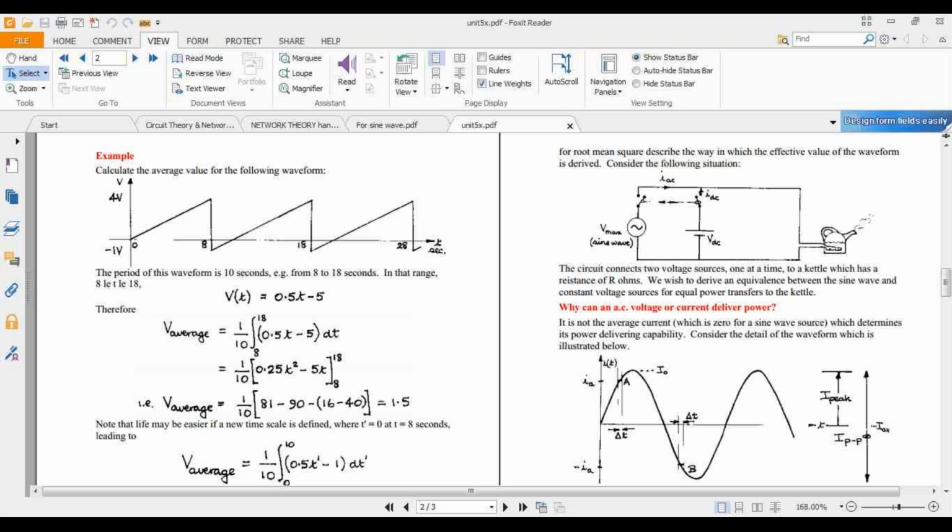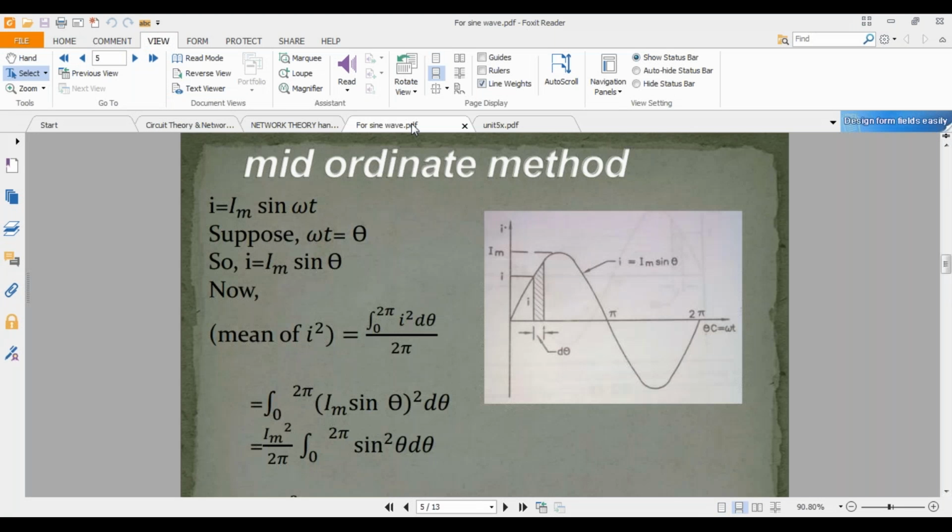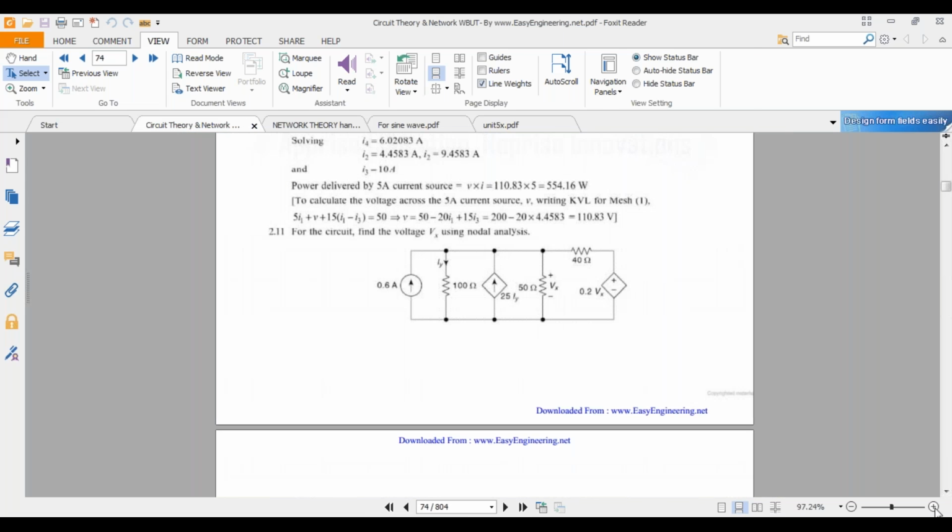Dependent sources can also be solved by using simple circuits also here. Now we'll try to understand this one also. Some more problems in the circuit here.